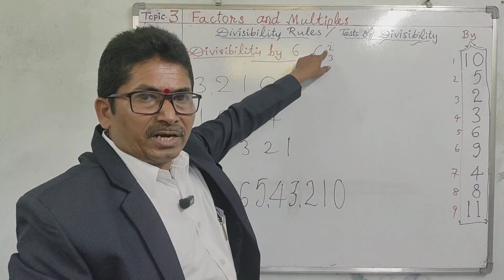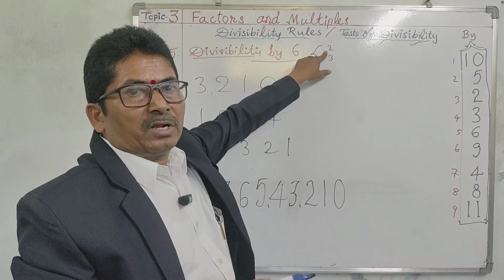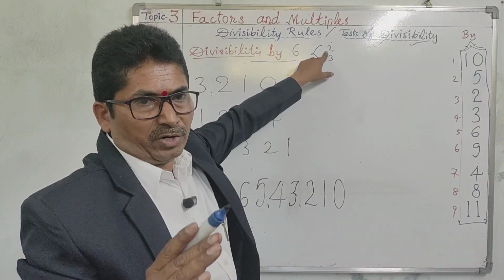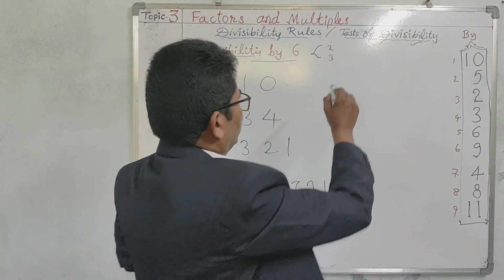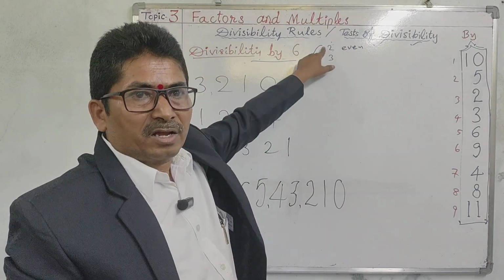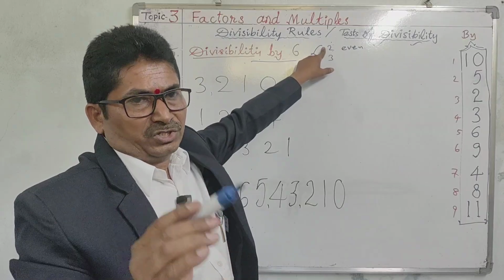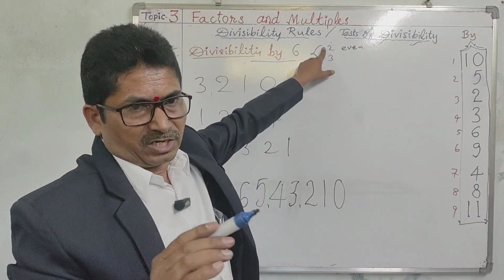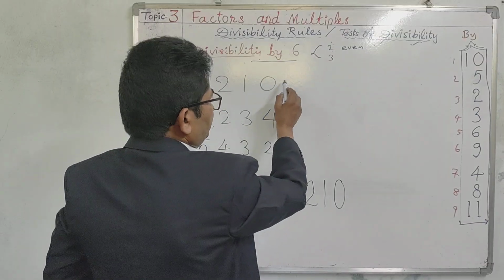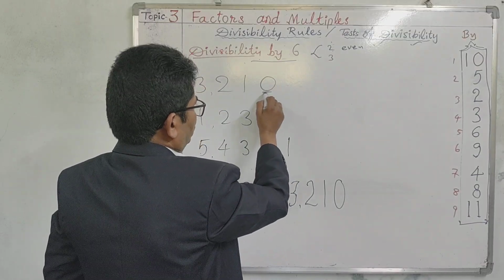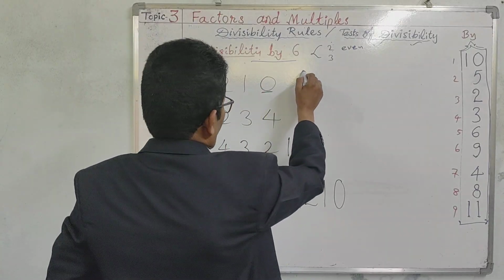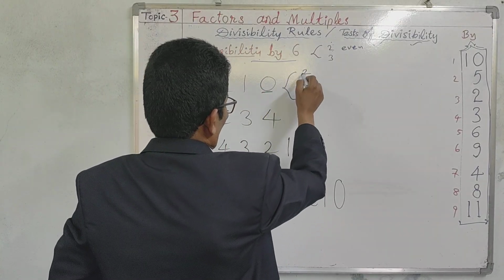We have to check 2 and 3. What is the divisibility rule of 2? All even numbers are exactly divisible by 2. Or if a number has 0, 2, 4, 6, 8 in the ones place, then the number is exactly divisible by 2. So this is an even number. It has 0 in the ones place, so it is exactly divisible by 2.